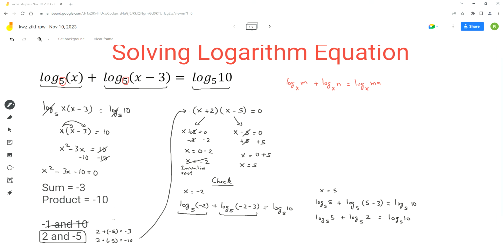Now we can use this product law of log that I shared with you earlier here at the top. So we can add these two log terms to get a single log term, and we'll multiply 5 and 2. So we get log of base 5, 5 times 2, which is 10, equals, and we have the same term on the other side of the equation. So this proves that x equals 5 is the valid root. So the final answer here should be x equals 5.